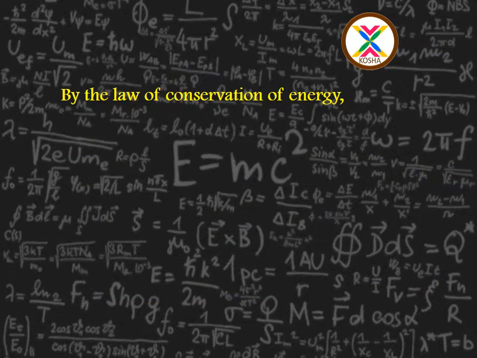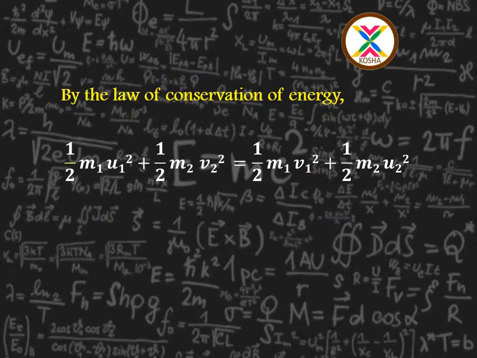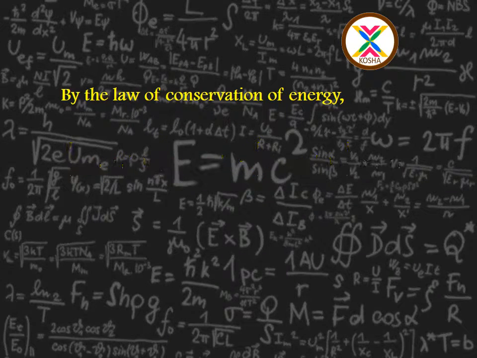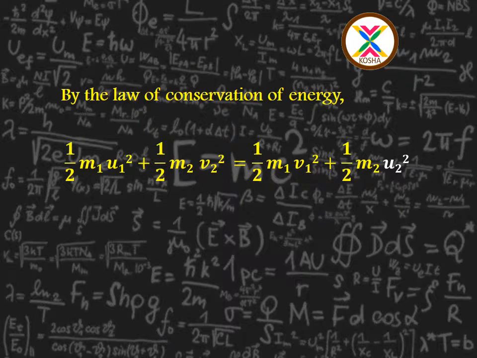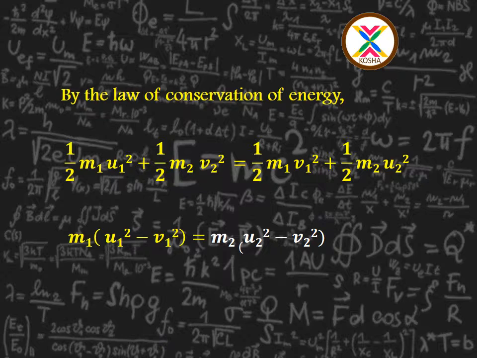By the law of conservation of energy, 1/2 m1 u1 square plus 1/2 m2 u2 square is equal to 1/2 m1 v1 square plus 1/2 m2 v2 square. m1 into (u1 square minus v1 square) is equal to m2 into (v2 square minus u2 square). Equation 2.